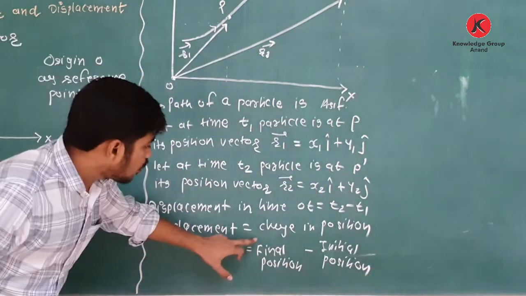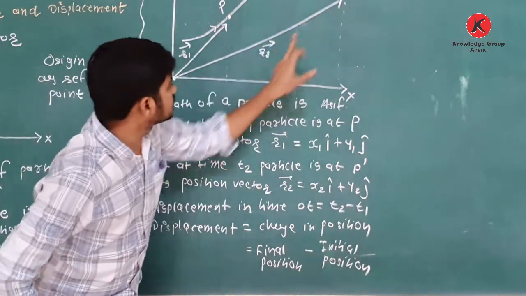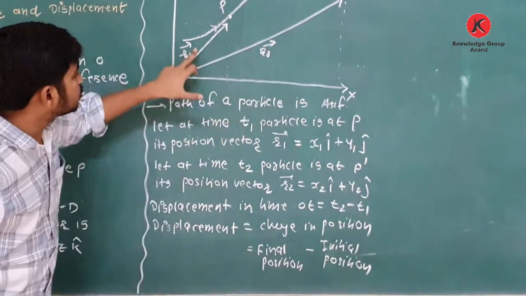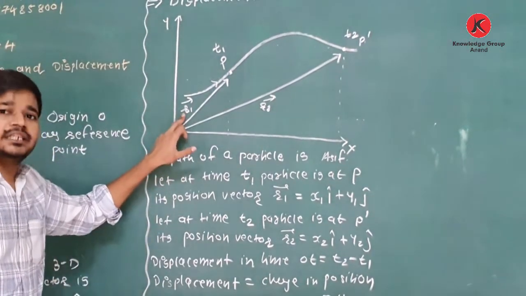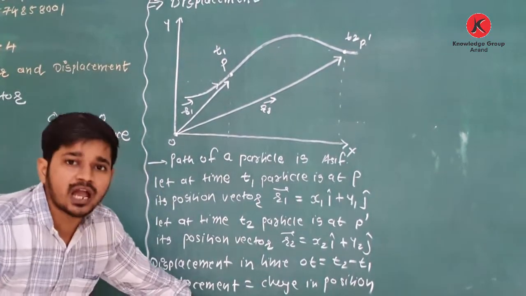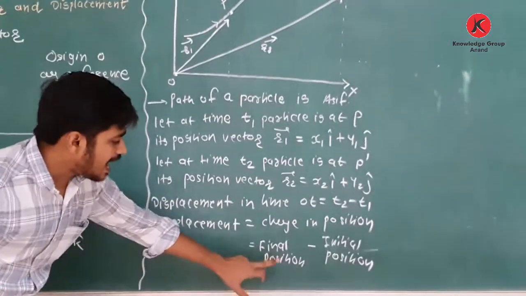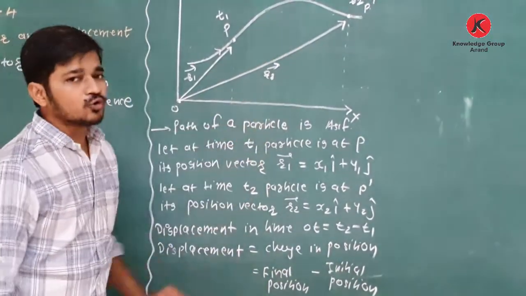See how to write. What is final position? At time t2, at p dash, it means R2. What is initial position? It is R1. Clear about this? R1 is initial position and R2 is final position. So now here we have to write delta R is equal to R2 minus R1. Clear about this?